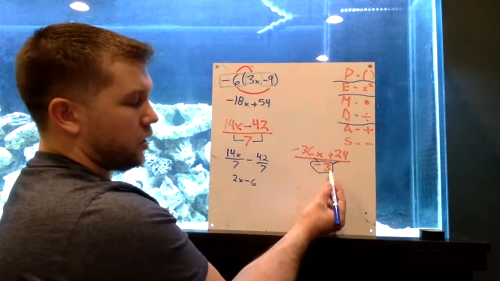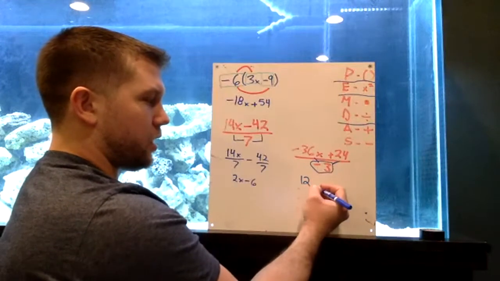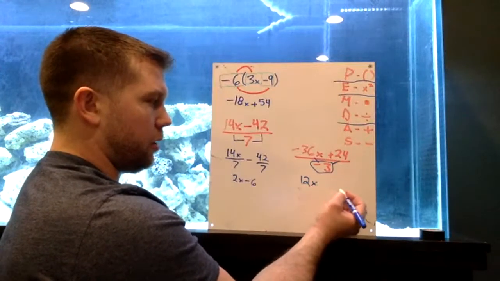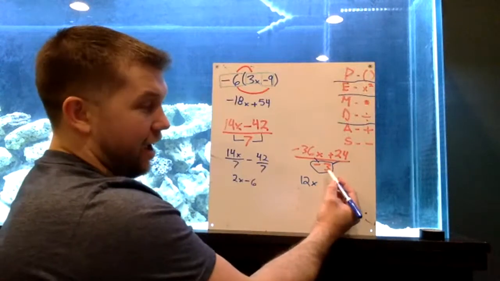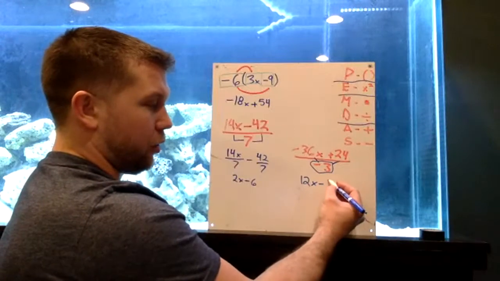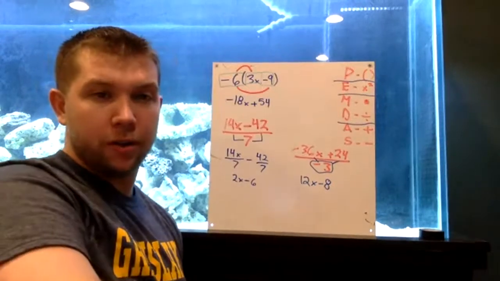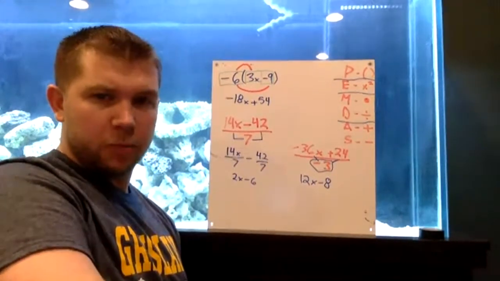So a -36 divided by a -3 would give me a positive 12. And that has an x, and that does not. I'm going to bring the x with me. I have a positive 24 divided by a -3. So my answer is going to be a negative, and 24 divided by 3 is going to be 8. So I'm going to use subtraction there. Okay, so that's how we use the distributive property, and that's what you'll be expected to do on your test tomorrow as well.